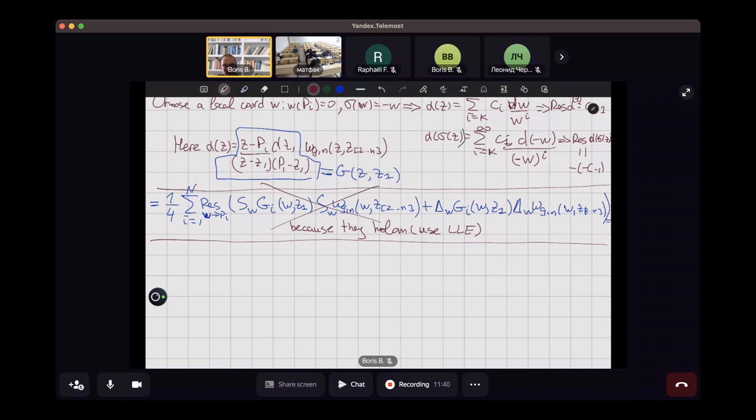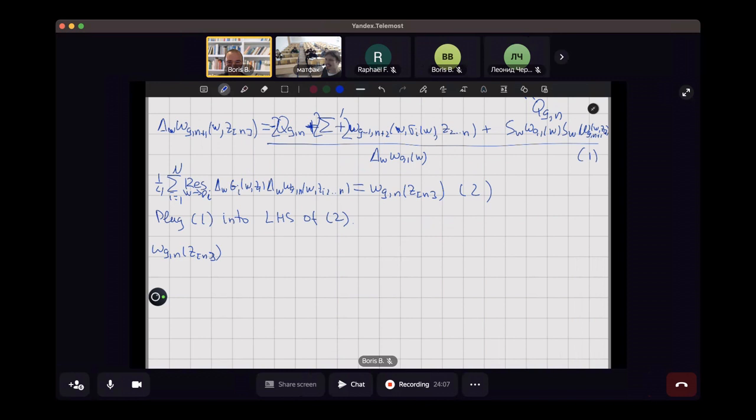So plug. Say plug 1 into 2. The left hand side into left hand side of 2. And so what we have is omega gn of z. Does someone still here with us? Subtle, in one you have omega gn plus 1. Yes. Now I will rewrite.